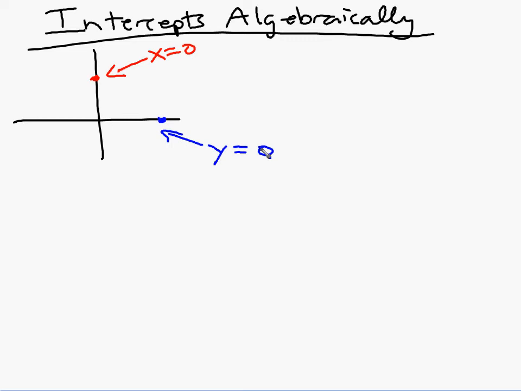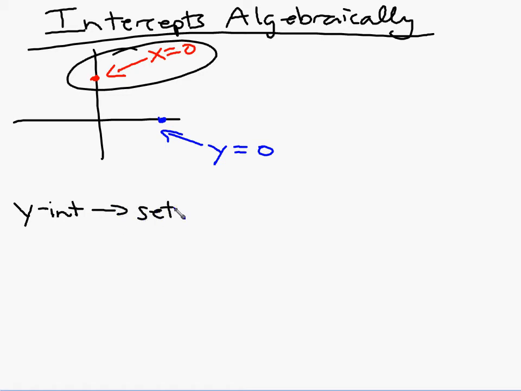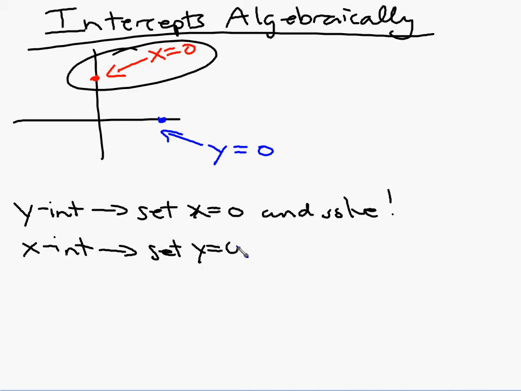If I want to do this algebraically, if I want to find a y-intercept, then you set the x equal to 0 and solve. That's to do it algebraically. If I want to find the x-intercept, I do the opposite. I set the y equal to 0 and solve. It's that simple.